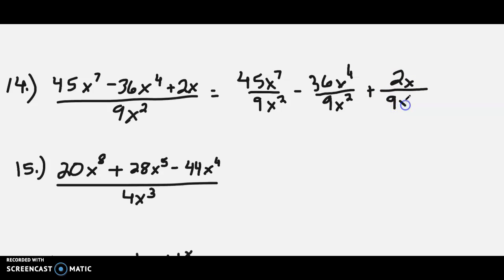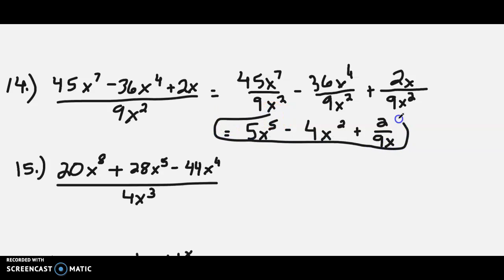I'm going to run out of room a little bit here, so I'm going to have to write a little smaller. Sorry about that. 45 over 9 is 5. X to the 7th over x to the 2nd becomes x to the 5th. 36 over 9 is 4. X to the 4th over x squared becomes x squared. 2 over 9 just stays 2 over 9, but I have an x on top and an x squared on the bottom, so I'm going to have 2 over 9x. That is my simplified answer here.